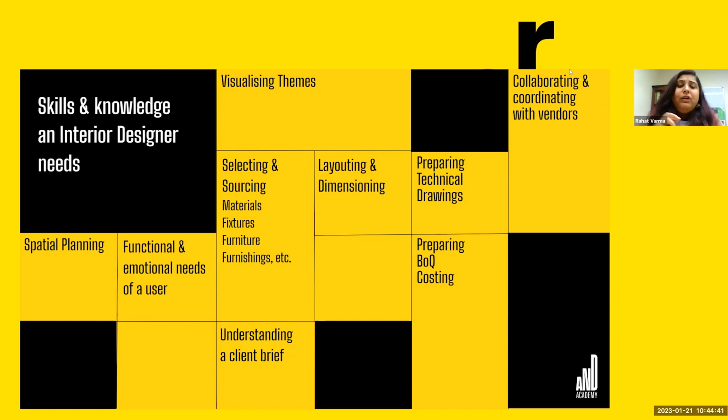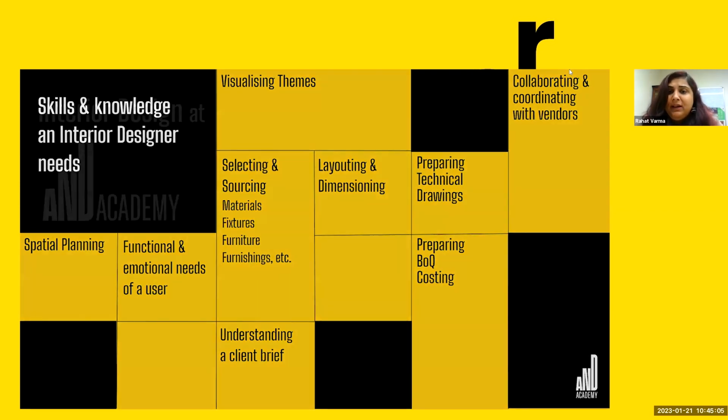So: spatial planning, understanding a client's needs, visualization of themes, selecting material, of course, being able to draw a layout, to prepare the technical drawings, collaborating with vendors to help in sourcing, preparing full cost estimates and a bill of quantities, which is the number of things you would need on site to complete the work. So this is what we do, to help you upskill.